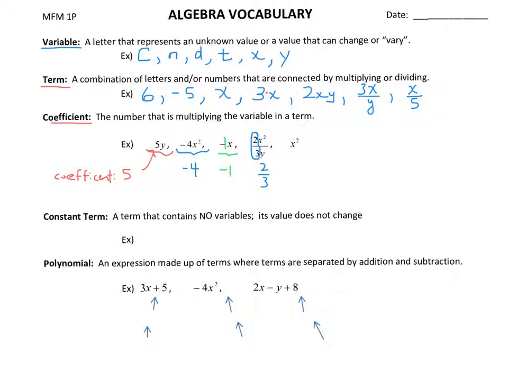That's right. If you were paying attention back here, there was no coefficient written, so it's assumed to be a 1. So this has a coefficient of 1. All right, constant term. Now, I did mention this up above when we talked about terms. A constant term is a term that contains no variables. Its value does not change. It's just the value we have.